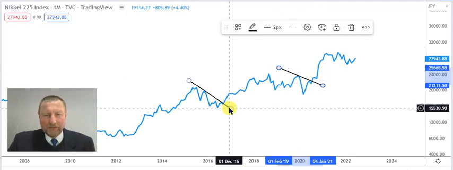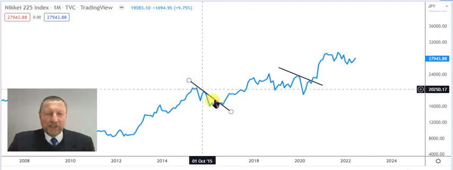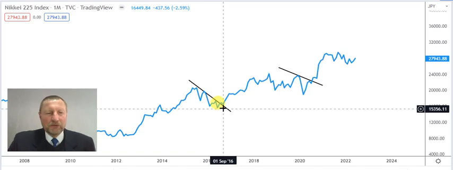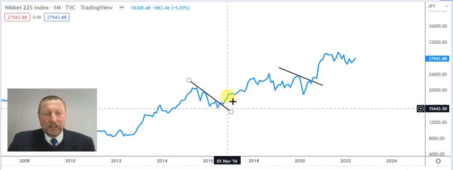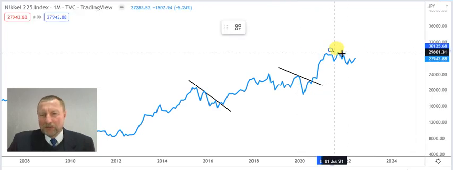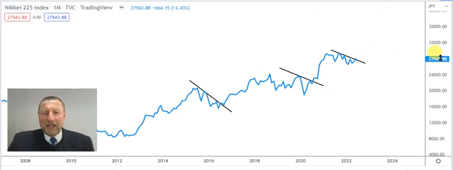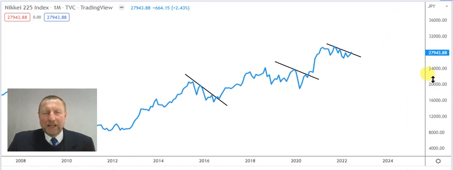Let's draw that line in properly. Every time that we see a little bit of a move down or a correction in the Nikkei, it's not far, then it picks up and just carries on. Most of the indexes in the world are doing exactly the same. If you look at this chart here, we may be on the brink of another leg to the upside.